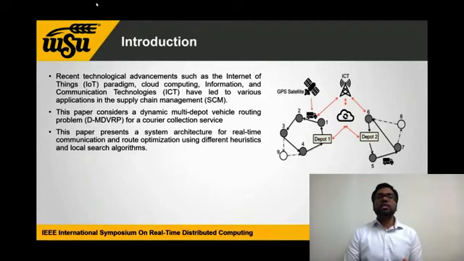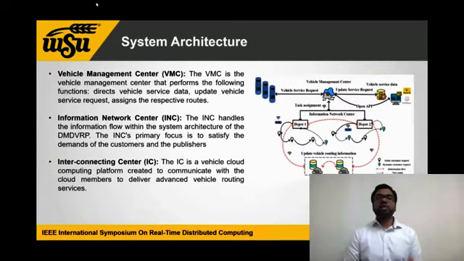The recent technological advancements, such as Industry 4.0, cloud computing, and information and communication technologies, have led to various applications in the field of supply chain management. One such area is the vehicle routing problem, and we have narrowed it down to the dynamic multi-depot vehicle routing problem for a courier collection agency. The paper presents the development of a system architecture for real-time communication and route optimization using different combinations of heuristics and meta-heuristics algorithms. Moving on to the system architecture.